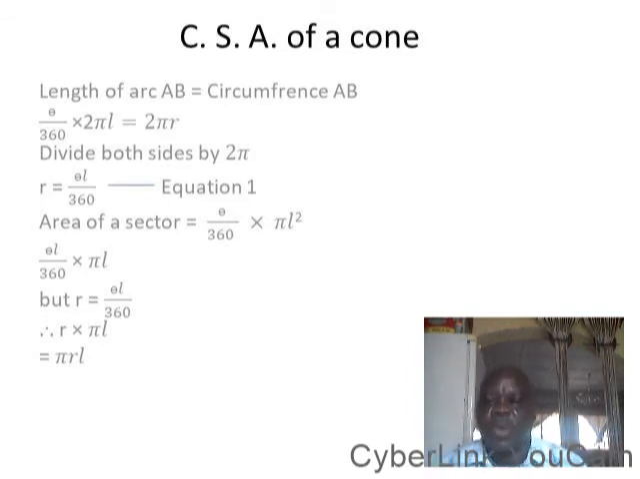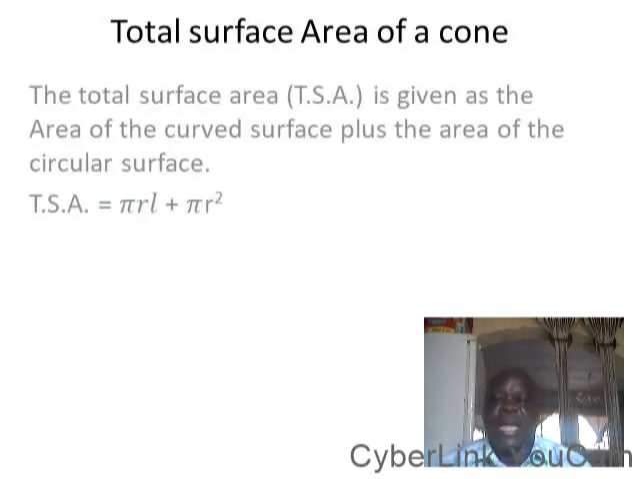What we now have is what? The curved surface area of a cone is given as what? Pi r l. Is that clear? You understand why the curved surface area of a cone is pi r l. Now let's move on to the next slide.